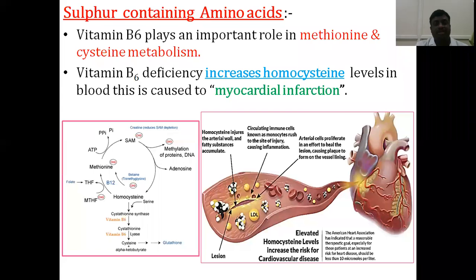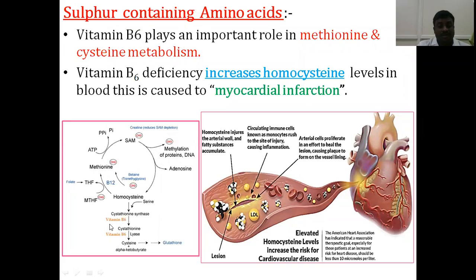Next function of vitamin B6: it has a main function in sulfur-containing amino acid metabolism. Vitamin B6 plays an important role in methionine and cysteine metabolism. You already know that methionine is converted to S-adenosyl methionine, then that is converted to homocysteine. Here the vitamin B6 role takes place.